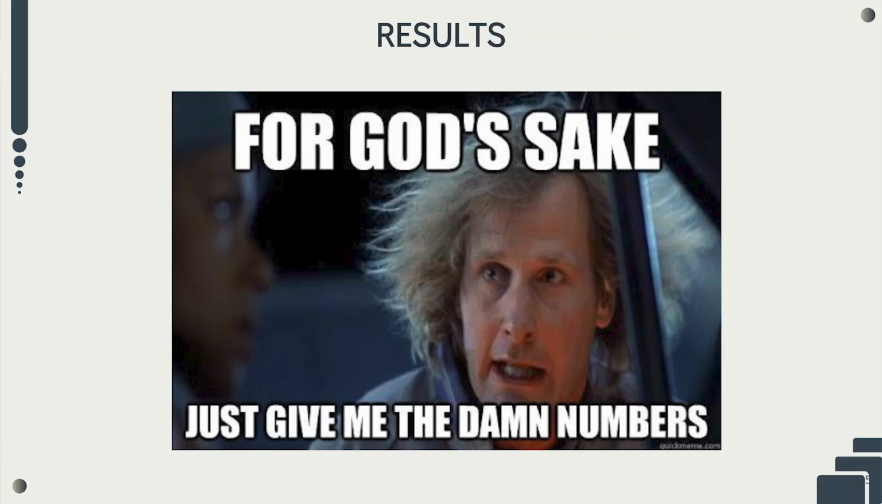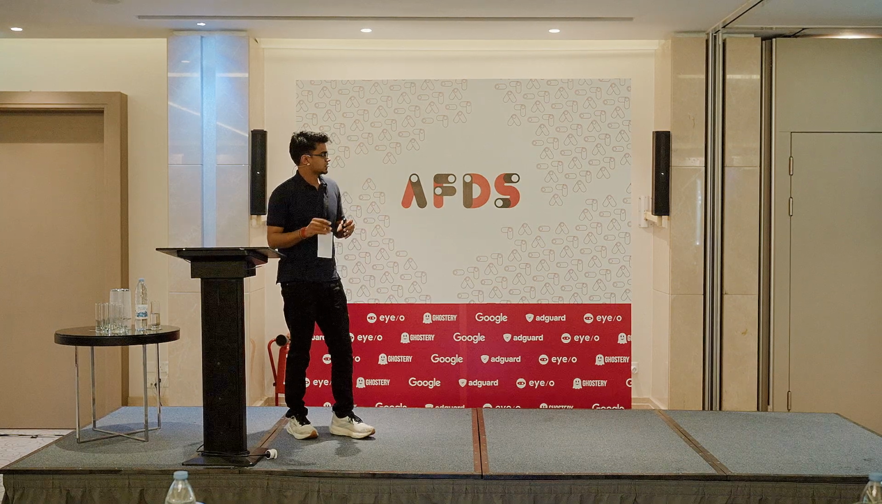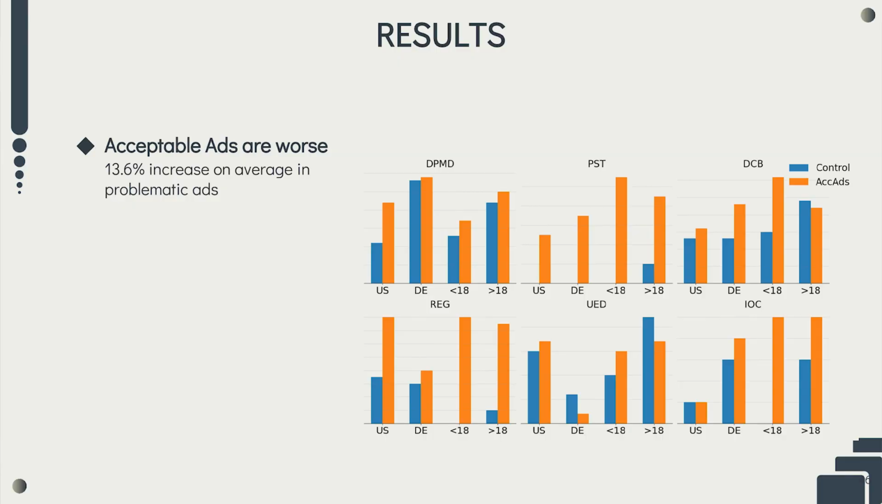So where are the numbers? Okay, so the first result is we find that across the 6 categories, there's a 13.6 increase on average in the problematic ads. And this is also varying across different categories.